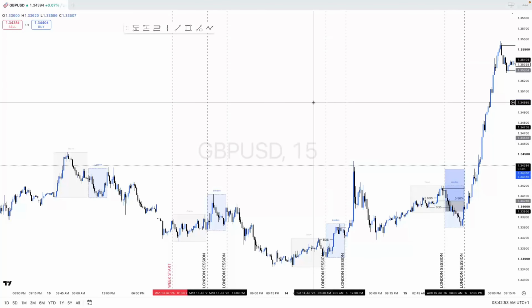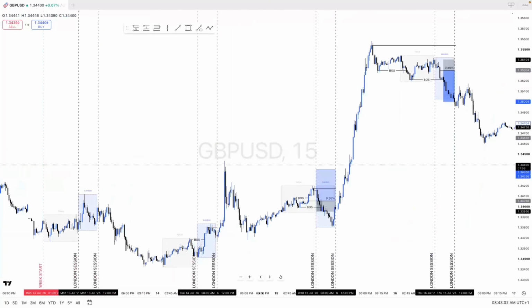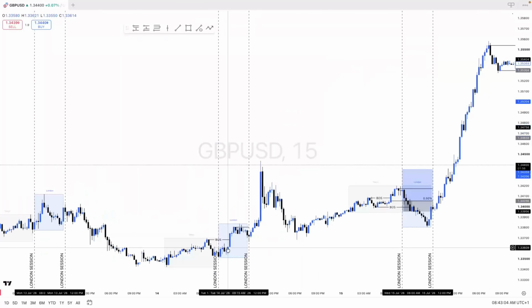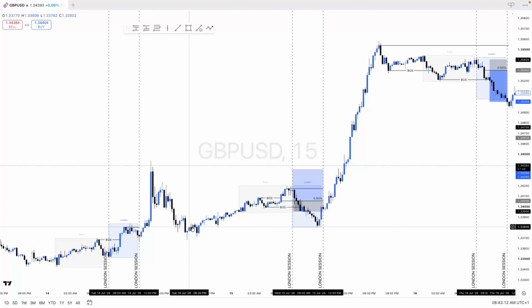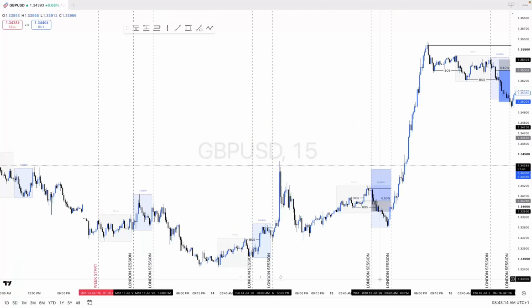So this is me giving a breakdown of my week. So Monday, we don't trade. Tuesday, there was a break of structure to the upside. I was waiting for a retest into area and another break of structure. That didn't happen.